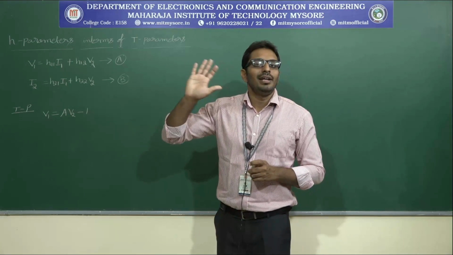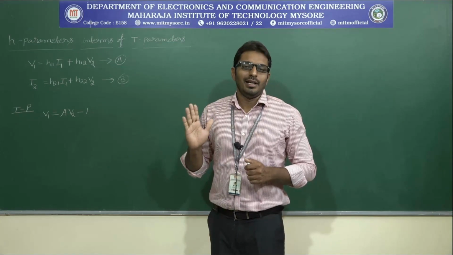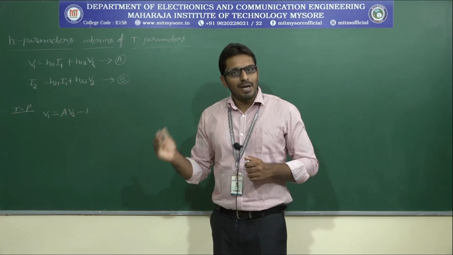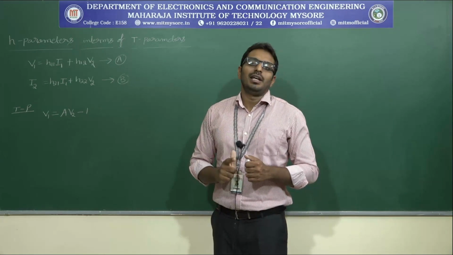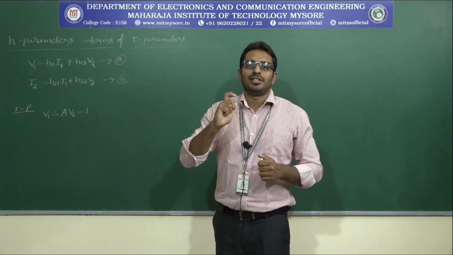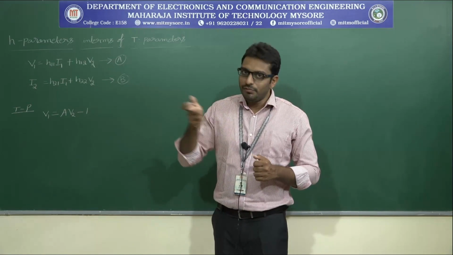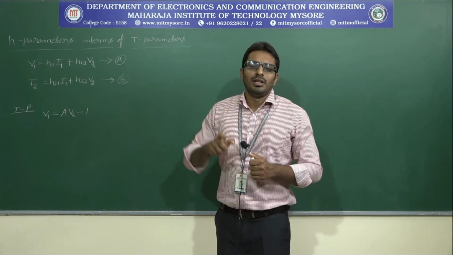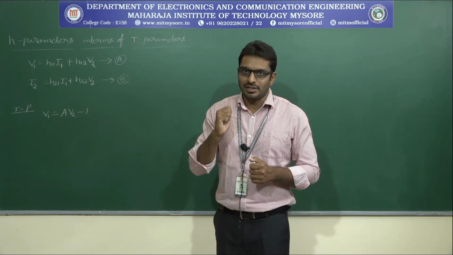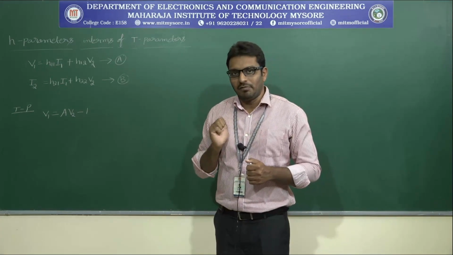Totally, there are 12 interrelationships. Z in terms of the other 3, Y in terms of the other 3, hybrid parameters in terms of the other 3, finally ABCD parameters in terms of the other 3, totally 3 into 4, 12 interrelationships. Out of these 12, there may be a chance of getting a question on at least 2 interrelationships. Please try to remember these 4 sets of equations.